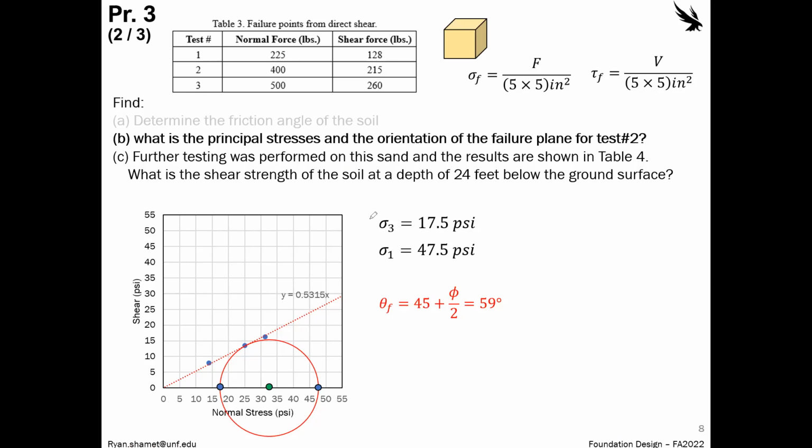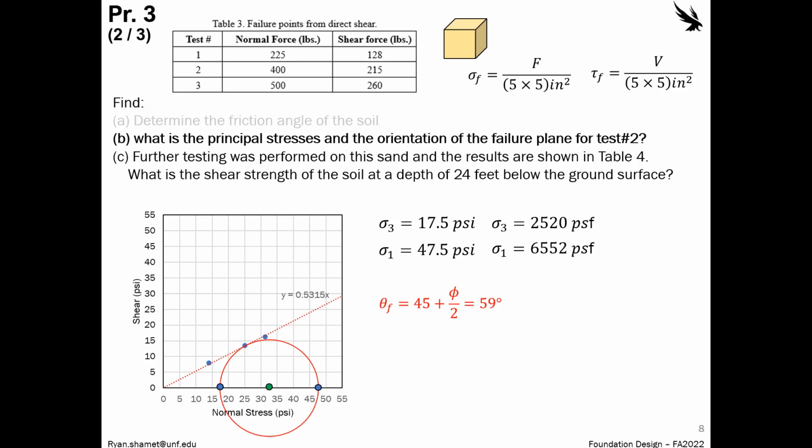So these are our principal stresses shown here, and then you can convert these into psf, since that's normally what we're used to working with. And yeah, you can find the orientation of the failure plane accordingly.